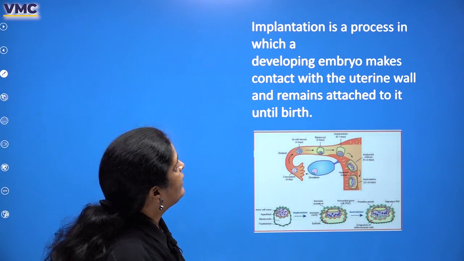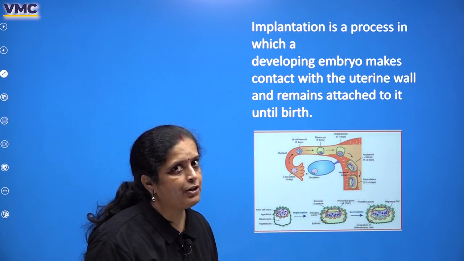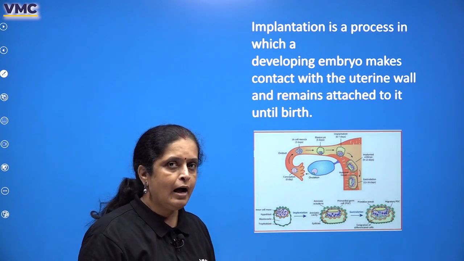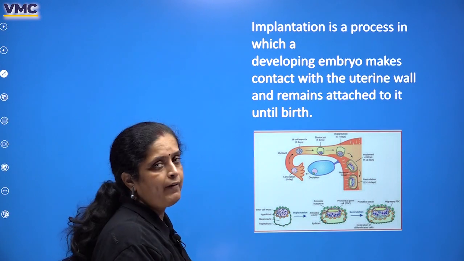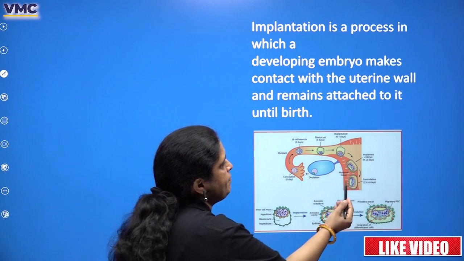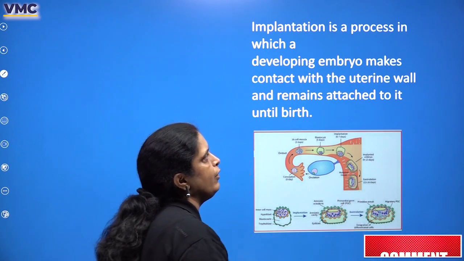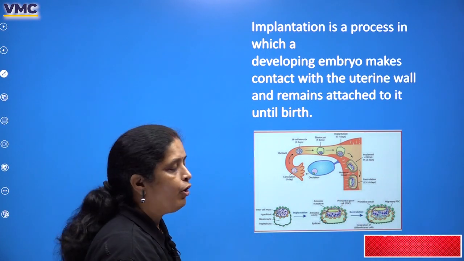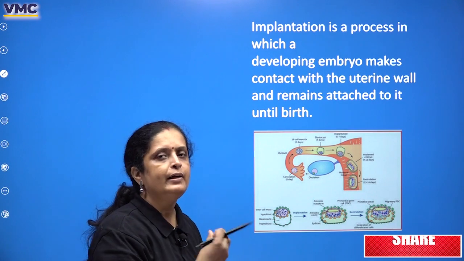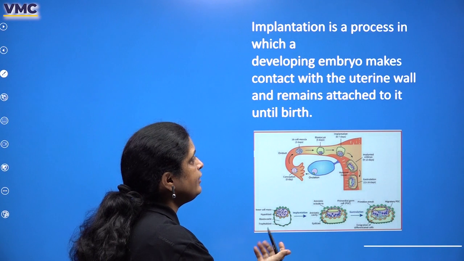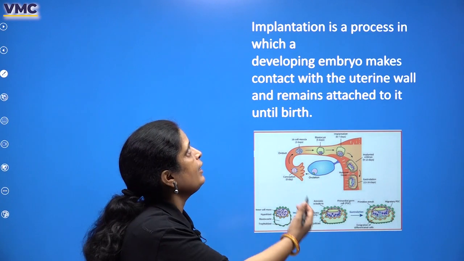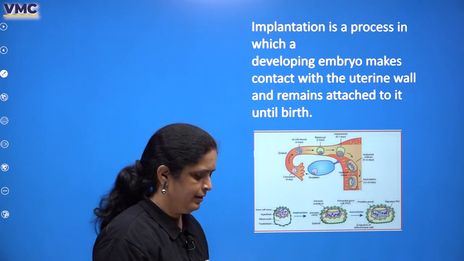Now, what is implantation and how does that happen? After the fertilization has occurred in the fallopian tube, the fertilized egg gets implanted in the uterine wall. This implantation of the fertilized egg, or the zygote, in the uterine wall is known as implantation.